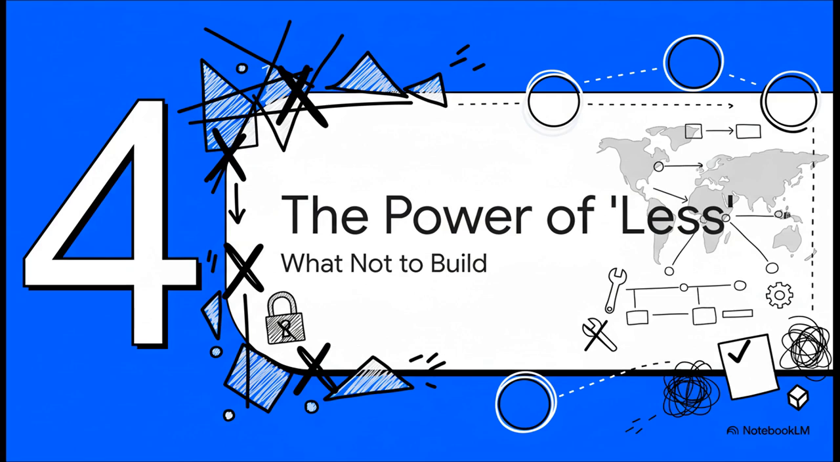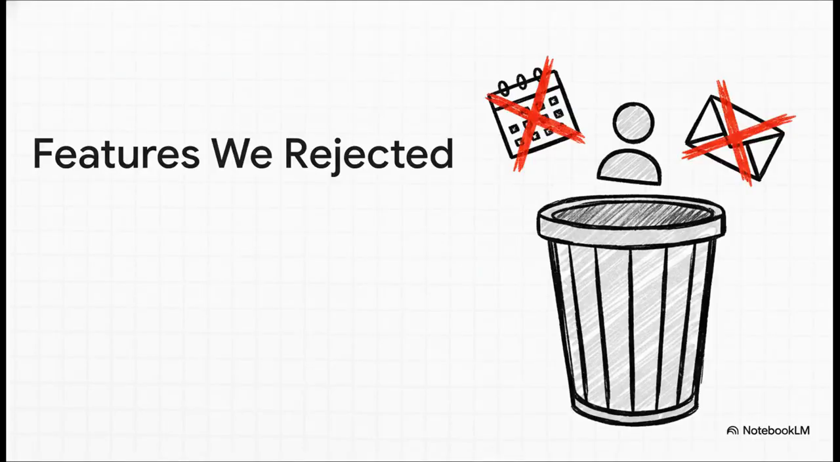The power of less. Because sometimes the most important design decision you can make is about what you choose not to build. Just take a look at this list of things they threw out. Calendar sync, user accounts, email integration. I mean, these are all features you would totally expect in a scheduling tool, but they were all ruthlessly rejected. And why? Because every single one would add another layer of complexity, another moment of friction that would just get in the way of the tool's one perfect job.